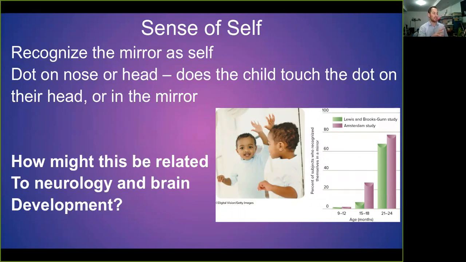So how might this experiment be related to neurology and brain development that's happening at that time in between years 1 and 2? So take a minute to think about that. You can even pause this and think about that. Maybe read over your notes from our neurology section.